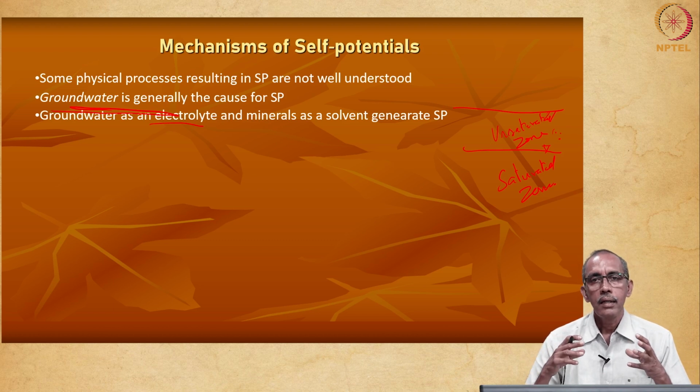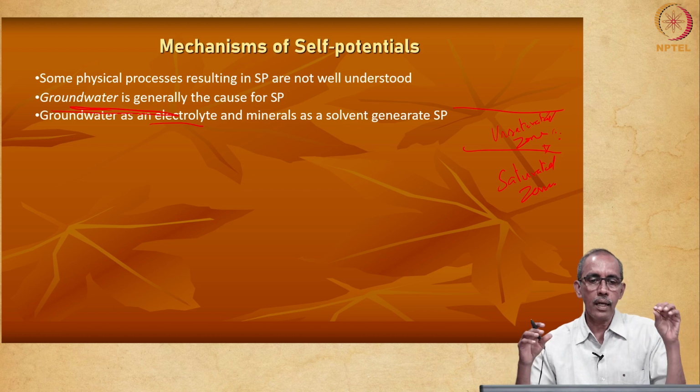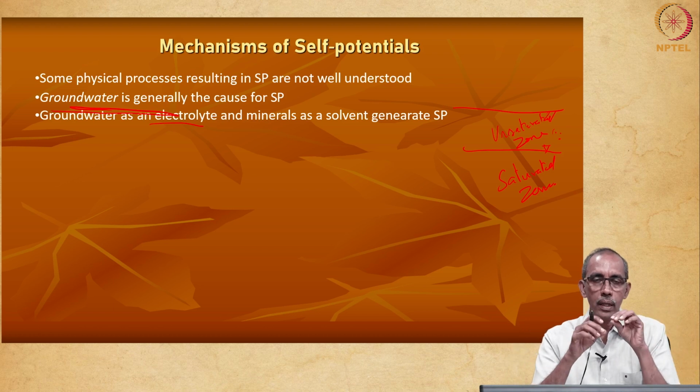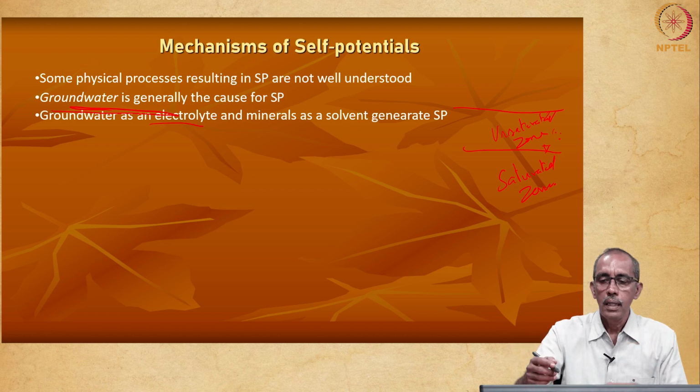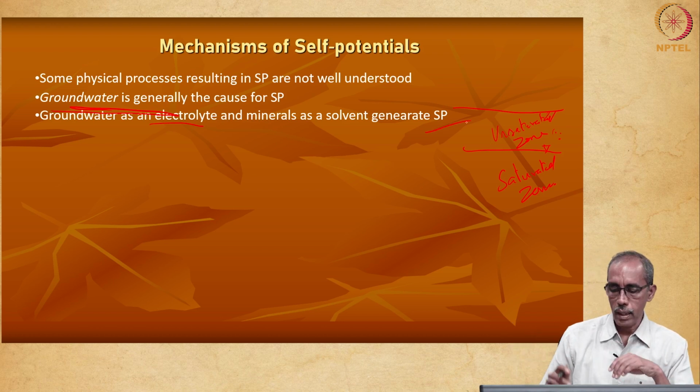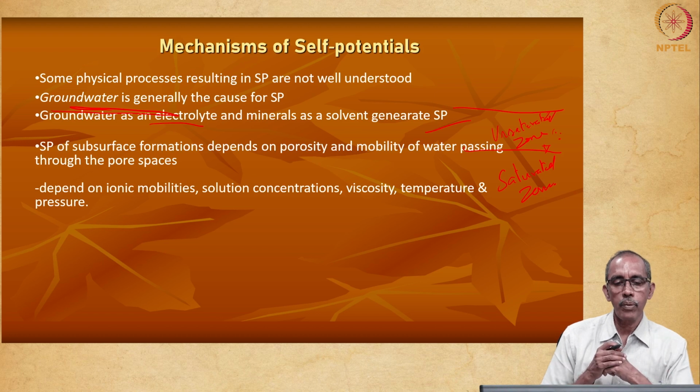This actually is not present in a homogeneous manner. The amount of water present and the amount of mineral present also vary beneath the surface of the earth. So this generates some cell potential. These are some of the reasons for the generation of cell potential.